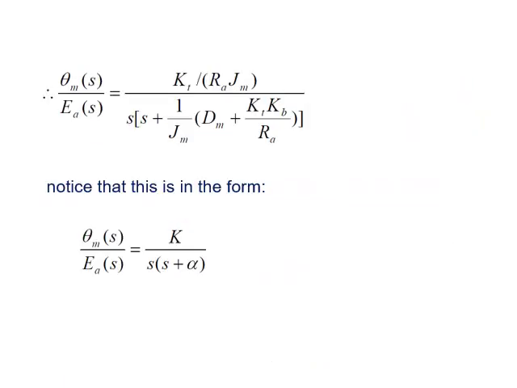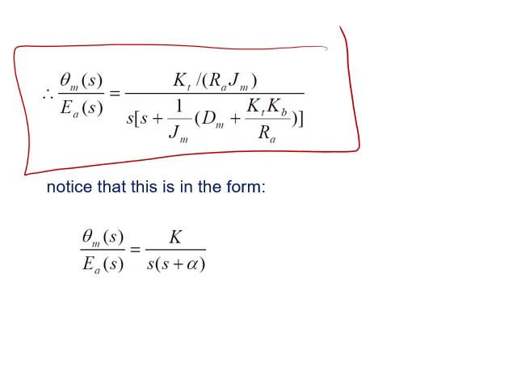Rearrange the equation for theta m over EA, because the equation shown just now has theta m and EA. We can rearrange the equation for theta m over EA. We are going to get this equation, which actually is the transfer function of the electromechanical system. Luckily here, in the electromechanical system, the transfer function is ready. We don't need to develop the transfer function.